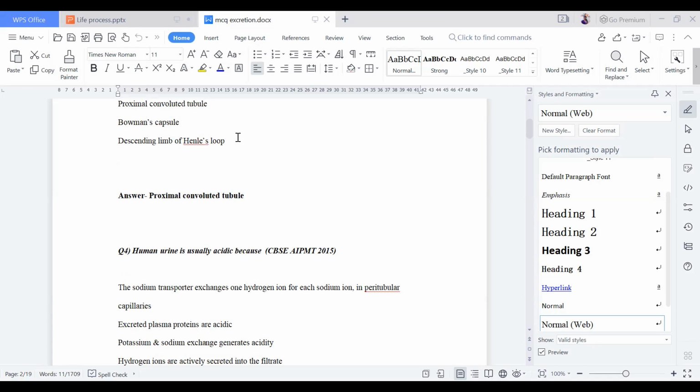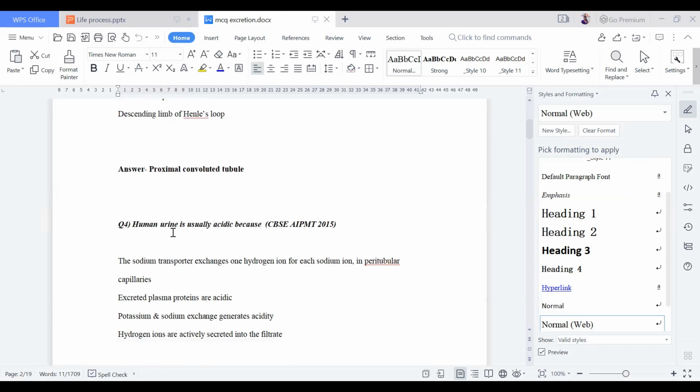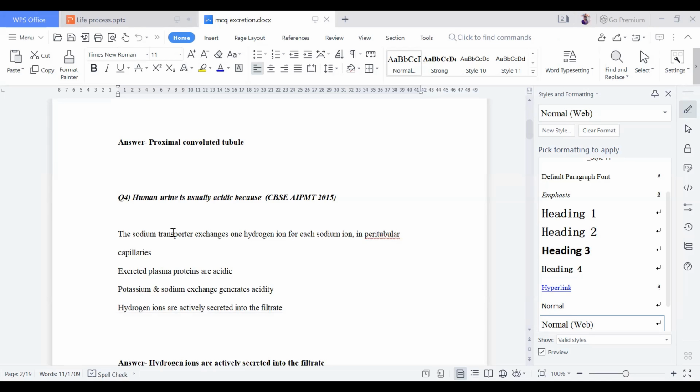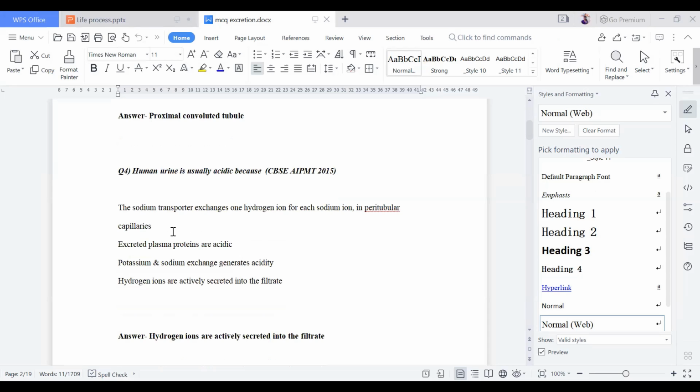No, ma'am. Okay. The answer here is hydrogen ions are actively secreted into the filtrate. We know that usually we measure acidity based on H plus ion concentration. So hydrogen ions are actively secreted into the filtrate, which makes the urine acidic.